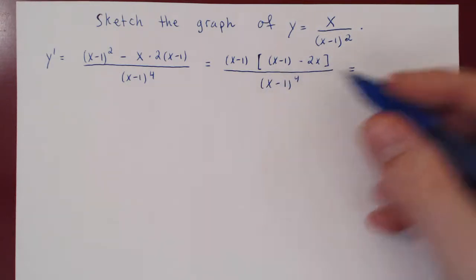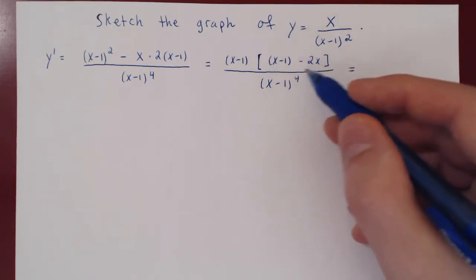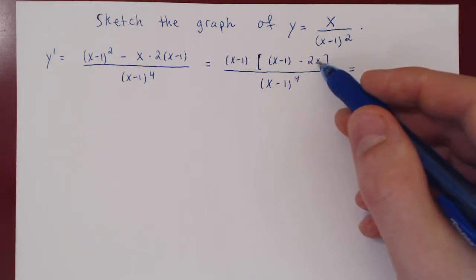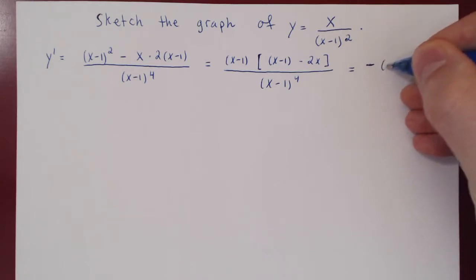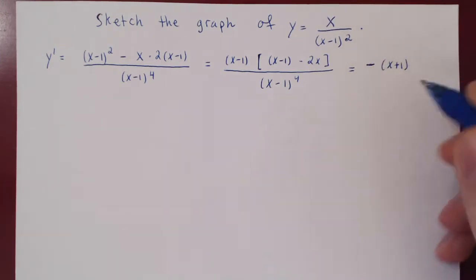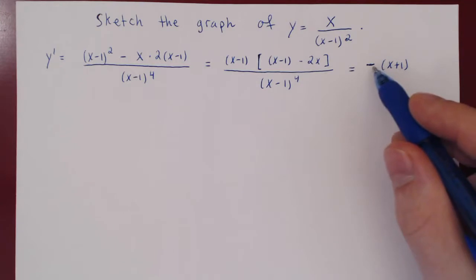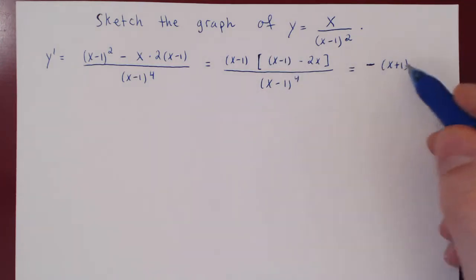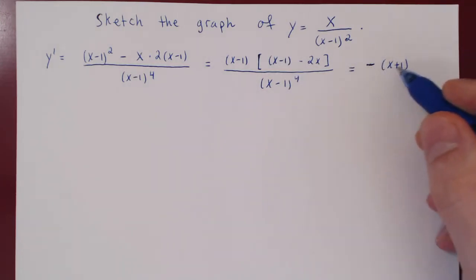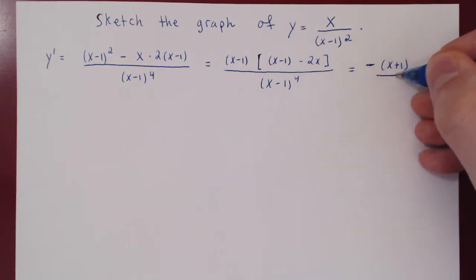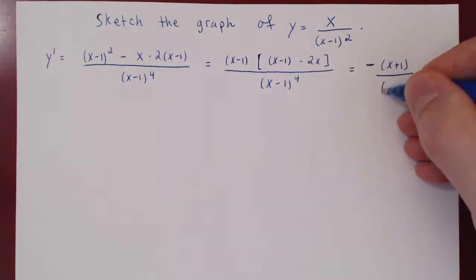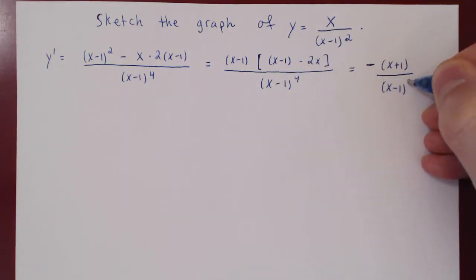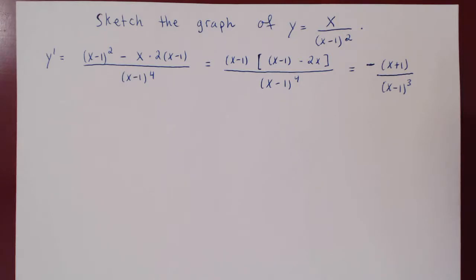We have here an x minus 2x. This will give you minus x minus 1. So if you factor the negative, you'll have a negative (x plus 1), right? x minus 2x is negative x, negative 1, negative 1. So our numerator will be the negative of (x plus 1), over (x minus 1) to the 4 minus 1, which is (x minus 1) cubed. So we have our first derivative.